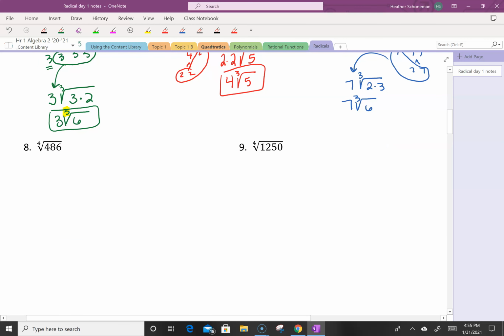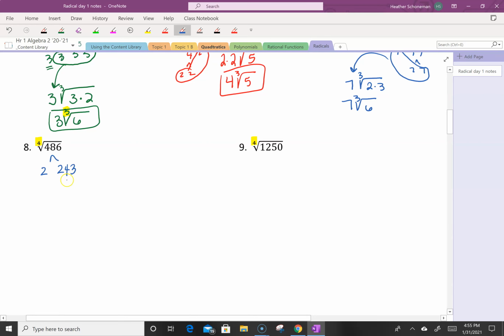On number 8, now I'm taking, and on this one here, the 4th root. So now I'm not looking for groups of 3, now I'm looking for groups of 4. So let's do 486 together. So I'm going to do 486 divided by 2, which gives me 243.